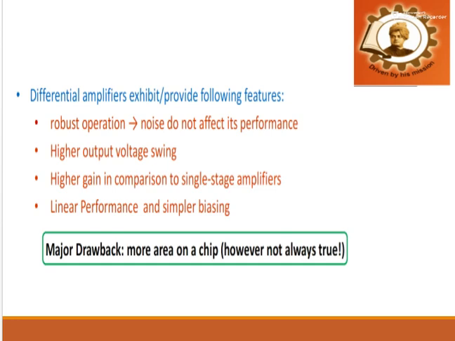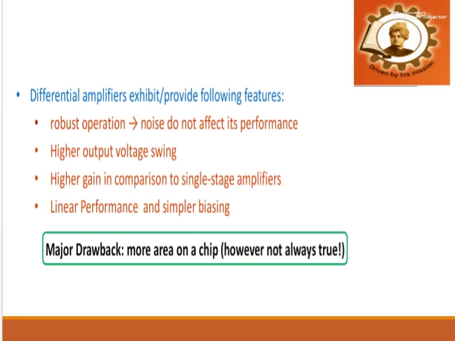So this differential amplifier, basically the noise cannot affect this type of differential amplifier. So this may be regarded as a robust operation. Next, high output voltage swing, high gain in comparison to a single stage amplifier, and linear performance, and a simpler biasing circuit is required, because in order to put any active component, you need some external biasing circuit.